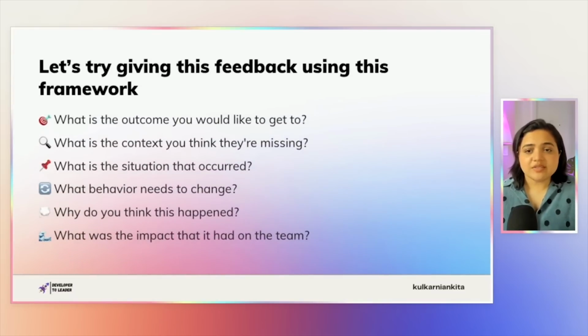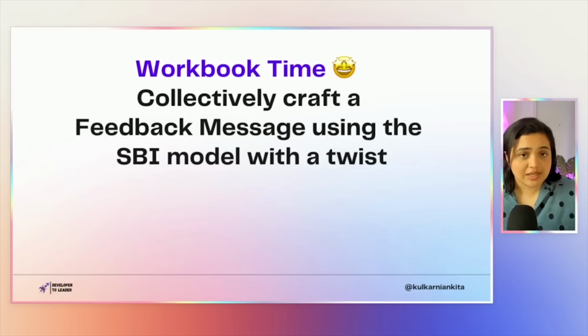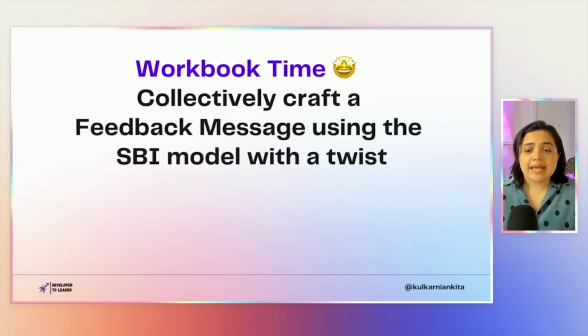So let's try giving this feedback using this framework. And these are the list of questions that I have in the workbook that you can use to craft this specific feedback. That is, what is the outcome? What is the context? What is the situation? What behavior needs to change? Why do you think this happened? And what was the impact that it had on the team? You can use these questions to craft a really good feedback message. So, workbook time. You want to collectively craft a feedback message using an SBI model with a twist, and make sure that you give it a shot.